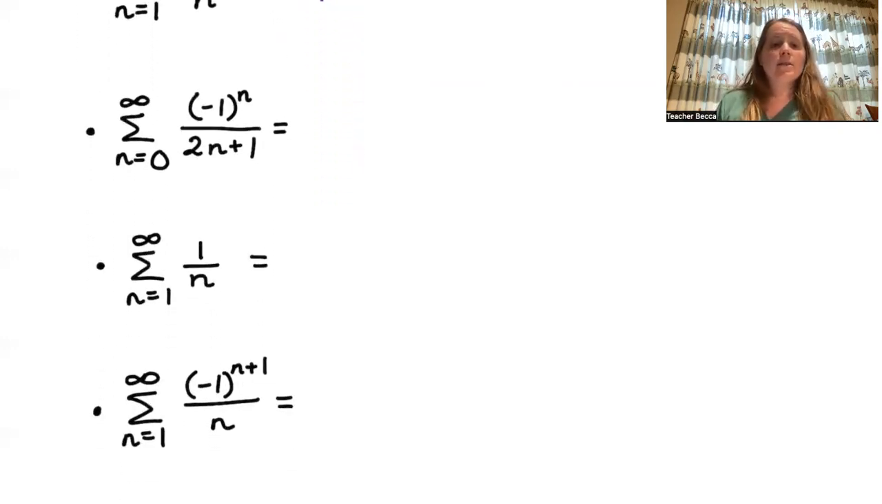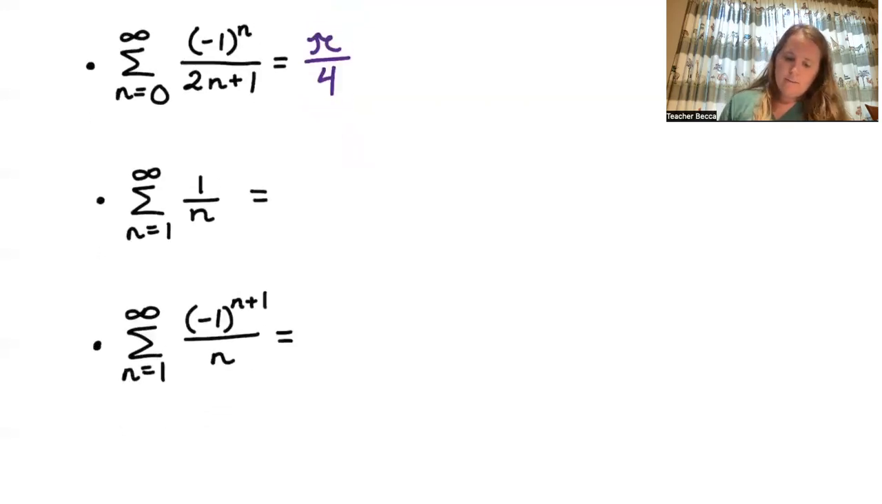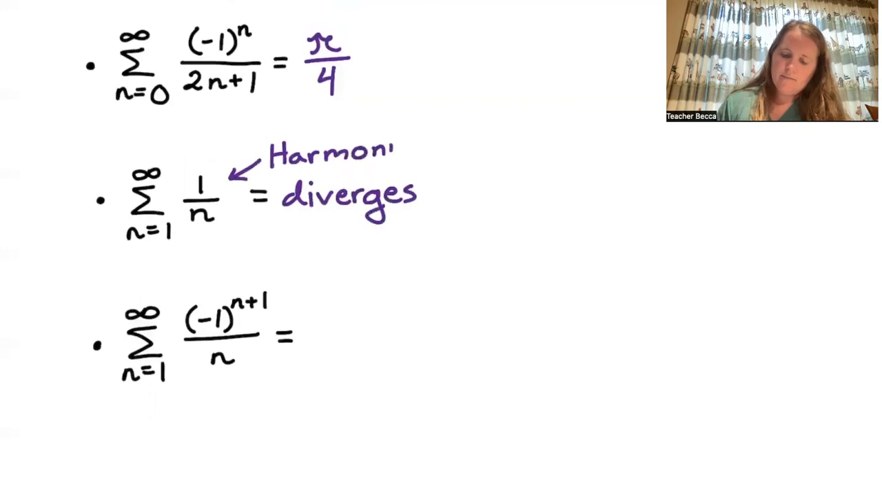Next series we have is the sum from n equals 0 to infinity of negative 1 to the n over 2n plus 1. This, in fact, converges to pi over 4. The next series is known as the harmonic series. The sum from n equals 1 to infinity of 1 over n, this actually diverges. This is called our harmonic series. It is a very famous series and comes in handy.